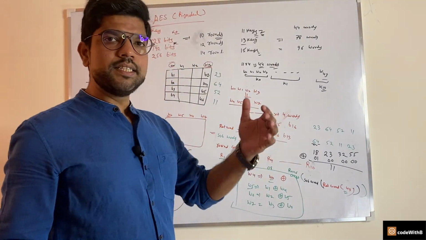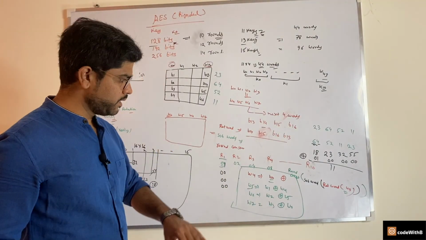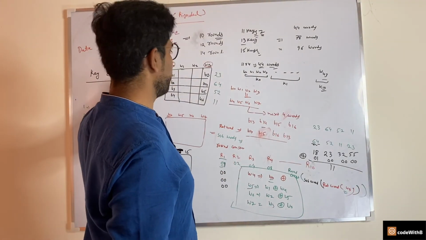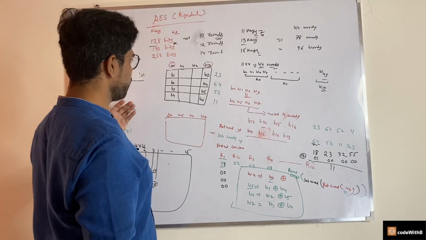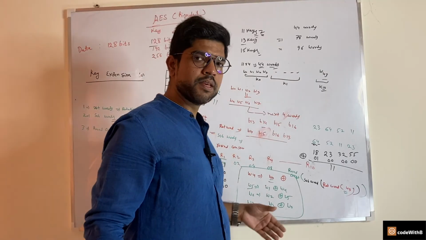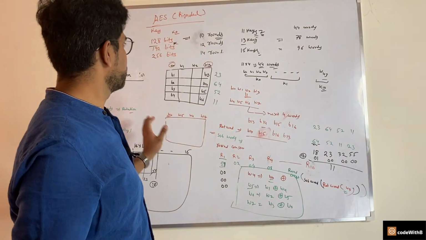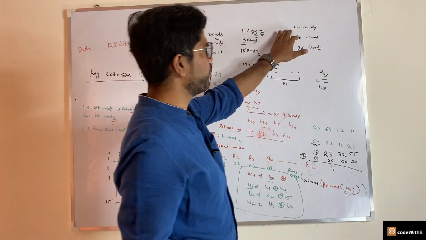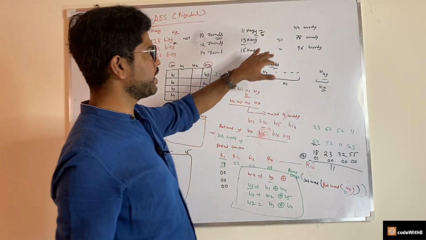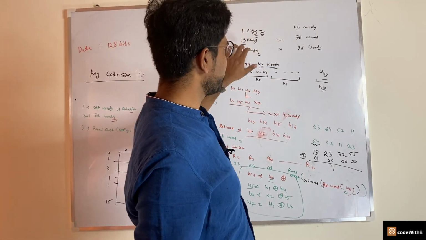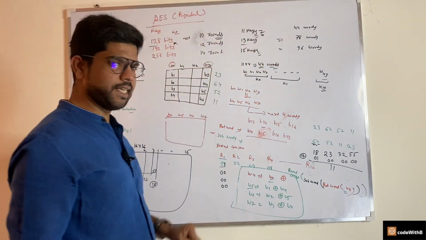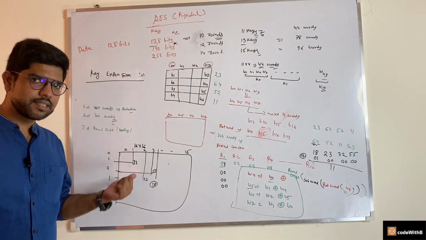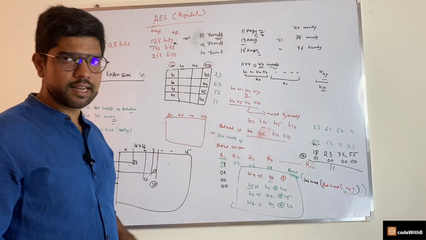For generating W8, W9, W10, W11, this will become our initial values, and then the same algorithm we will apply and we will get our next 4 words. Eventually we will get all of these 44 words. Same way we can get the 52 words for 13 keys and 60 words for the 15 keys. This is about the key expansion that is being used in the AES algorithm.